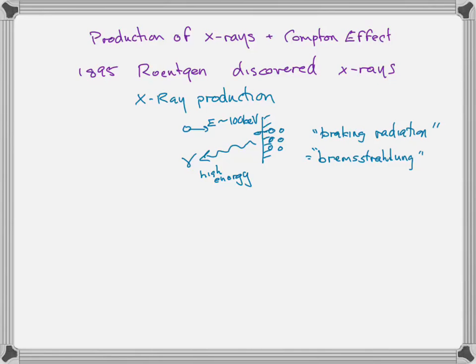Discovery was actually given the Nobel Prize. Röntgen, I know you say his name a little differently than that. Can't quite remember how to say it. But anyway, he won the Nobel Prize in 1901 for his discovery of and understanding of how to produce X-rays.